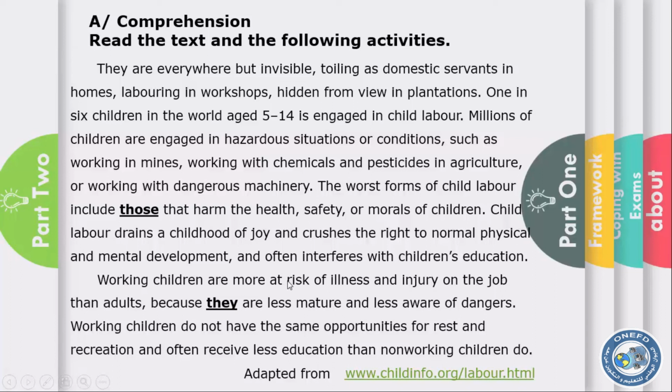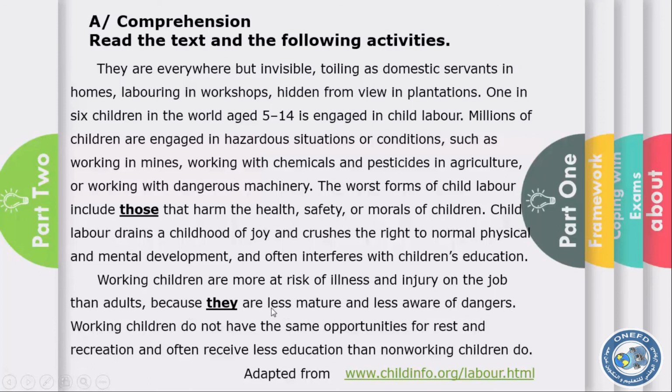Working children are more at risk of illness and injury on the job than adults. So this sentence is speaking about whom? It's speaking about working children, saying that they are more at risk of illness and injury on the job than the adults. Because. When we see "because" here, it means that what's after it is a cause. So the author is going to provide a cause for why children are more at risk of illness and injury on the job than adults. Because they are less mature and less aware of dangers.